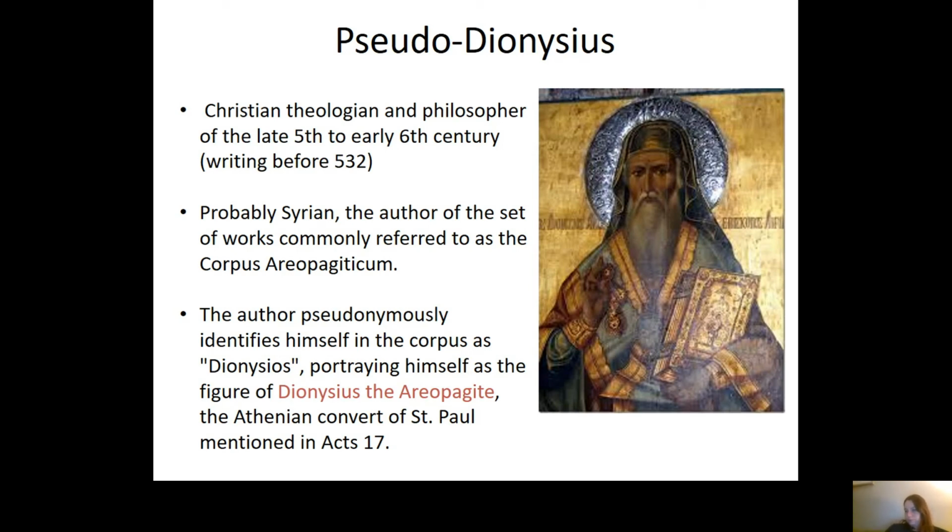The author, I can't say that word, sorry, gives himself a pseudonym and identifies himself as Dionysius. Dionysius is a person who was a convert of St. Paul, who's mentioned in Acts 17, but historians quite quickly thought that this was not actually his name or who he was. It didn't kind of fit. So that's why he's called Pseudo-Dionysius, fake Dionysius, because that's not who he was.